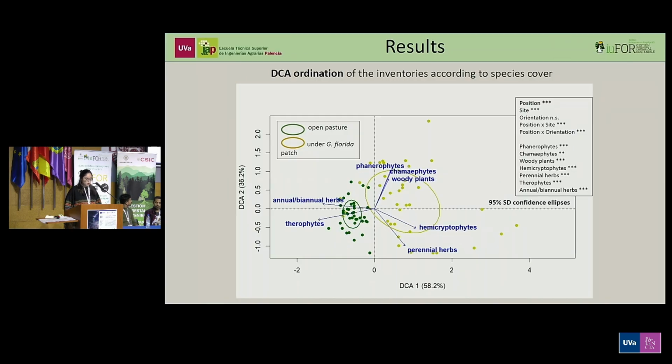And finally, we are projecting variables related to Raunkiaer life form and lifespan. We find in the shrubby patches perennial herbs that are hemicryptophytes, and also woody plants that are phanerophytes, like the regeneration of Genista, Cytisus, or Rubus, and also chamaephytes that were mainly Arenaria montana and Stellaria holostea. And on the other hand, in the open pasture, we find short lifespan herbs that are therophytes, probably because they can tolerate water stress better since they pass through the summer in a seed form.